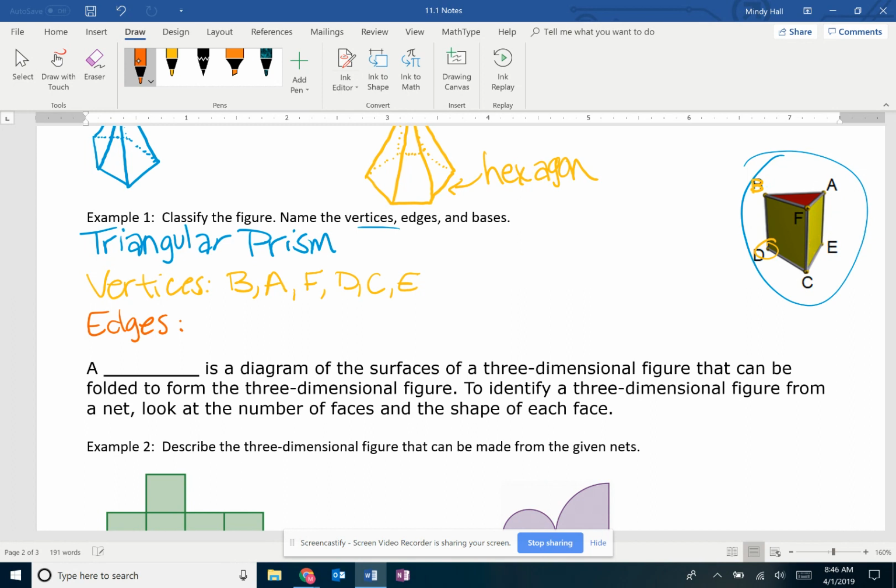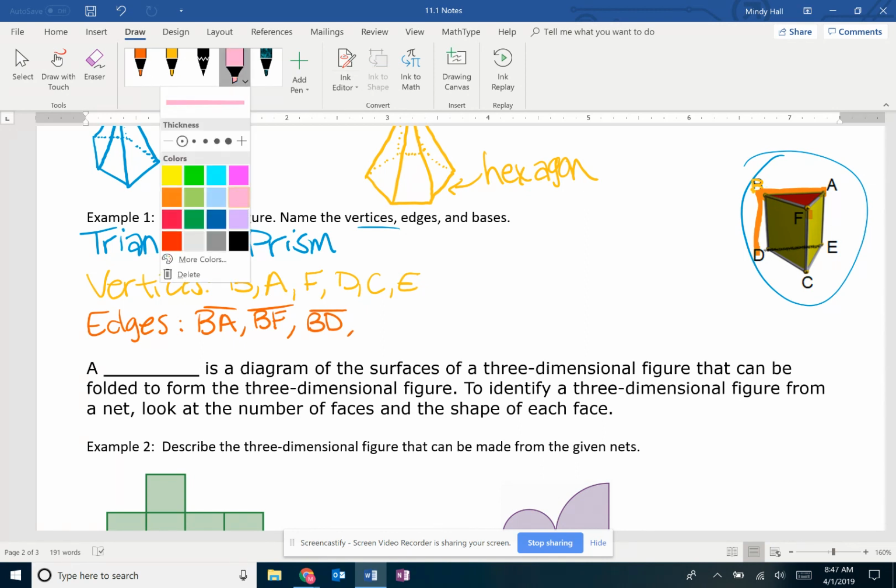Now, for the edges, remember the edges are where two or more faces come together. So I'm going to erase these. So with these edges, you have to be really careful because it's really easy to forget them. If it is easier for you, you can draw yourself a little line in the back so that you can see it a little bit easier where that other side is. But looking at these edges, just start at the top. If I start at B, I have BA, BF, and BD. Okay, so then I'm going to change my highlighter color to make it a little bit easier.